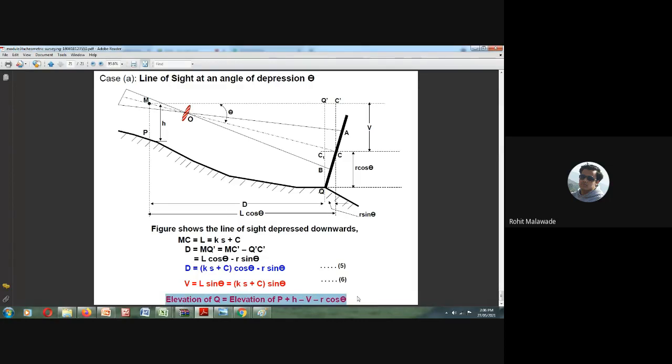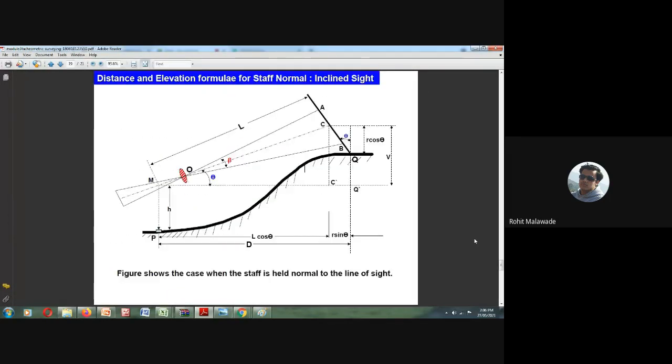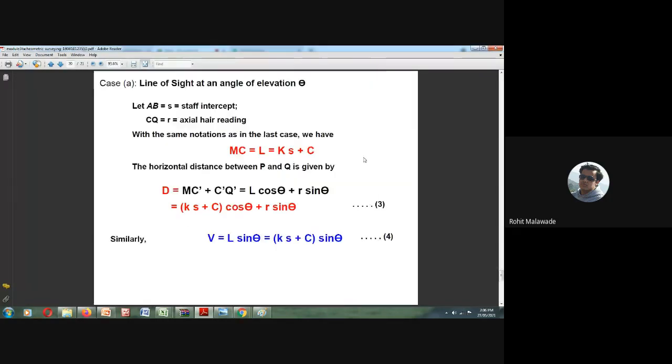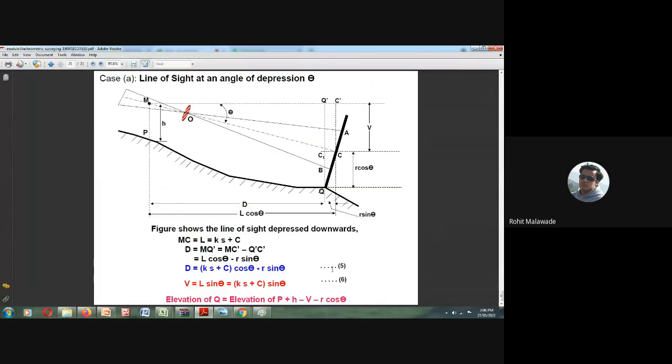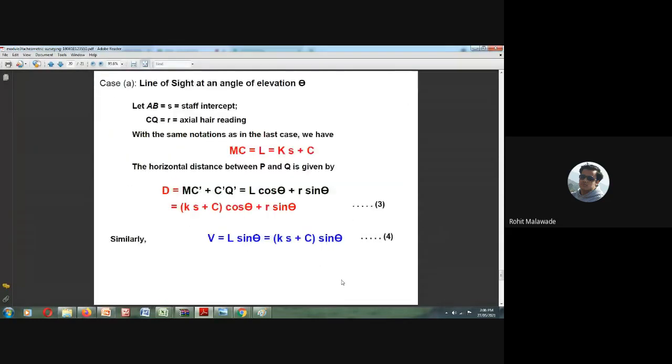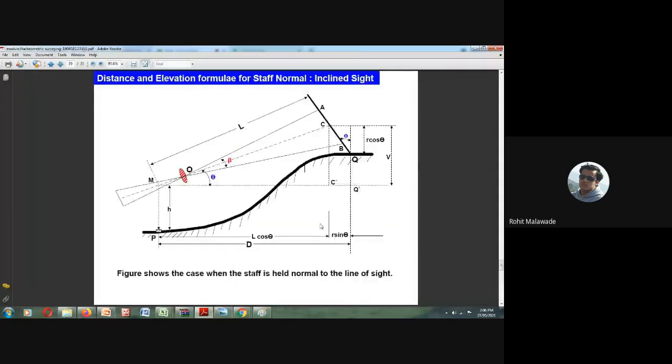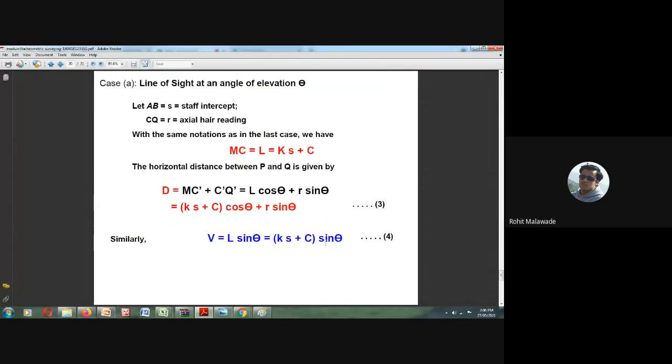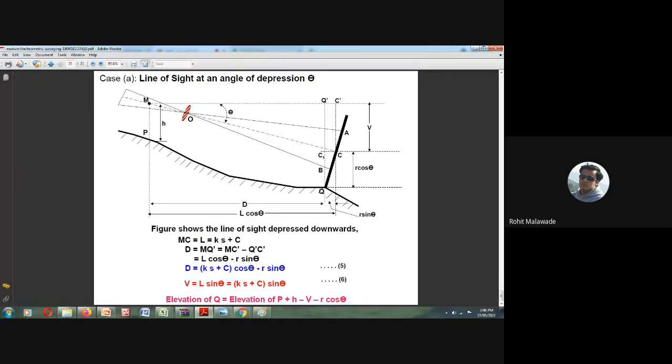In order to get the elevation of Q, we will be using the formula: elevation of P plus H minus V minus R cos theta. This is the formula we are going to use. With the base, it is going to make an angle, R cos theta. Here also it is going to make an angle R cos theta. In case of inclination, it will become plus R cos theta, and here we are going to get minus R cos theta.